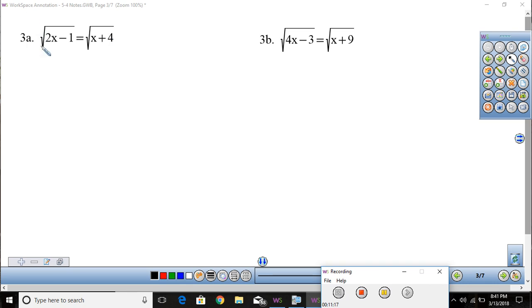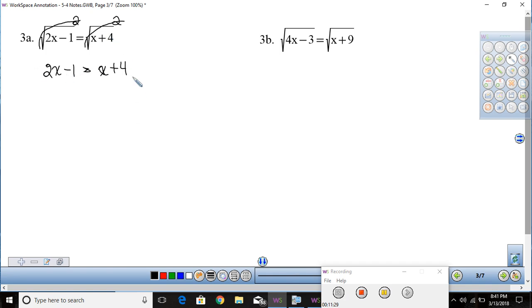Now notice that on this side it's just a square root. Nothing is on the outside of the root, and it's the same thing over here. So if I wanted to get rid of this root, I would have to square, and what I do to one side, I have to do to the other side. And what happens on both sides is the square and the square root cancel over here, leaving me with 2x minus 1. And then the square and the square root cancel on this side, leaving me with x plus 4.